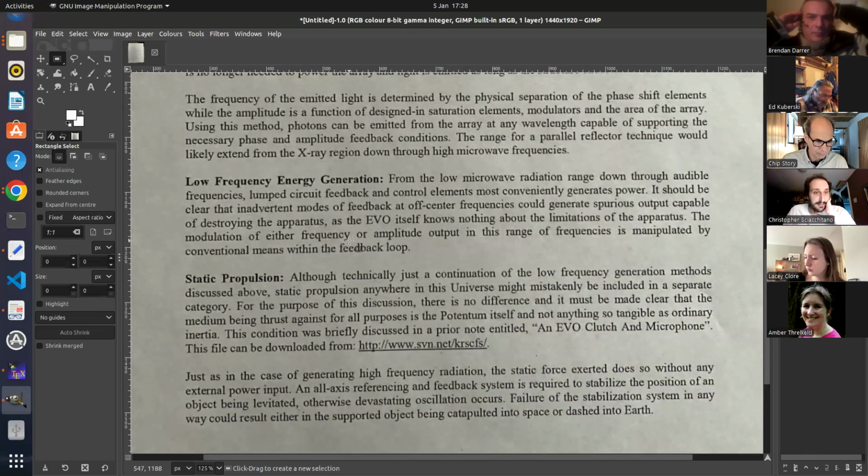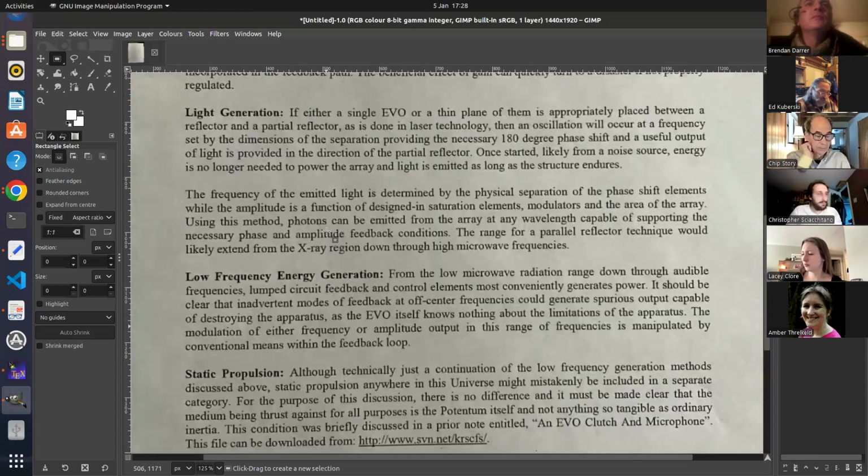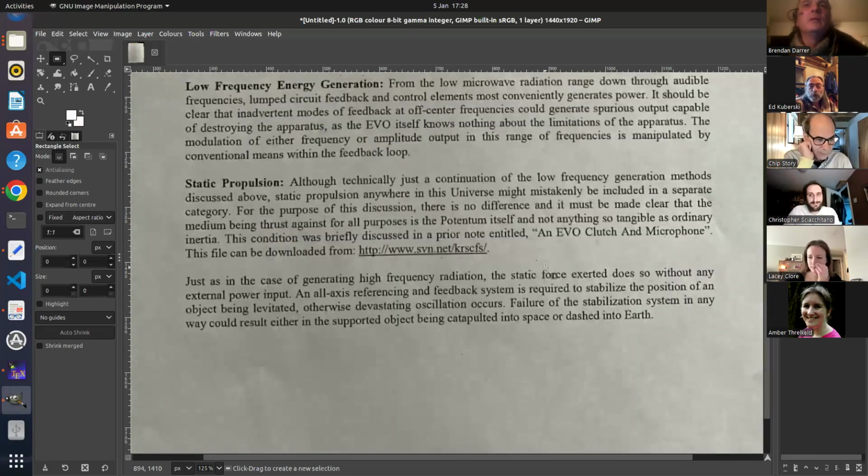The EVO clutch and microphone, we're definitely going to have to go to that one. But what's so interesting, Chip, is that he keeps talking about putting things 180 degrees out of phase, right? That's the interesting part. And an object being catapulted into space. So obviously this technology works, right?